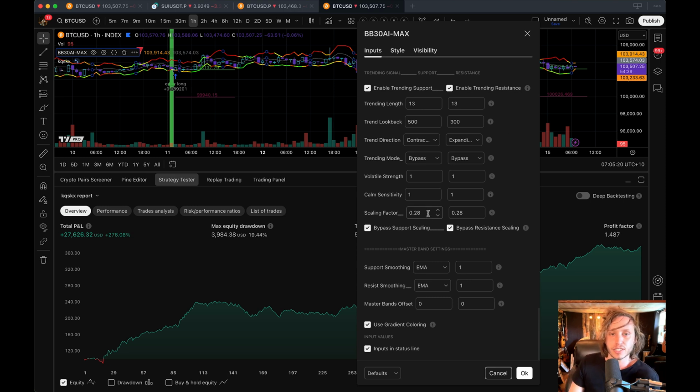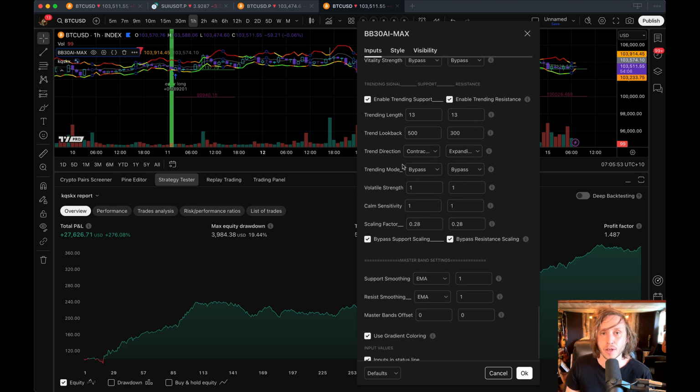The scaling part of this changes how it looks and what it looks for with the different kinds of trends settings here. So the scaling, the lower you go, will change how often it looks for probability, and the higher you go is how often it looks for dynamic. I honestly tend to leave these bypassed and these bypassed. It gets very complicated.